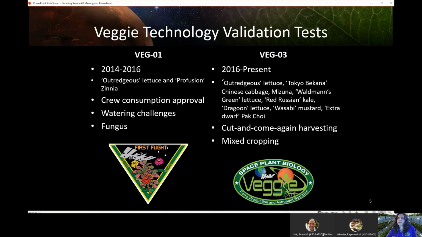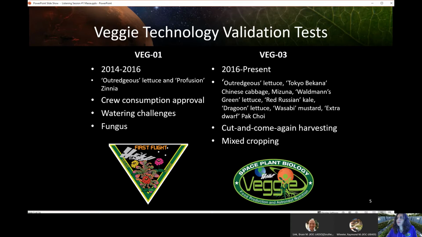The Veggie-01 tests were done between 2014 and 2016. These were the initial tests, and we conducted these with the red lettuce as well as with zinnia flowers. We had some major milestones from this testing. We got approval for the crew to consume the produce that was grown in Veggie. But we also had some big obstacles. We had a lot of challenges with the watering, and we did get some fungus, and I'll talk about that in a minute. The Veggie-03 series has been conducted since 2016, and it's currently ongoing.